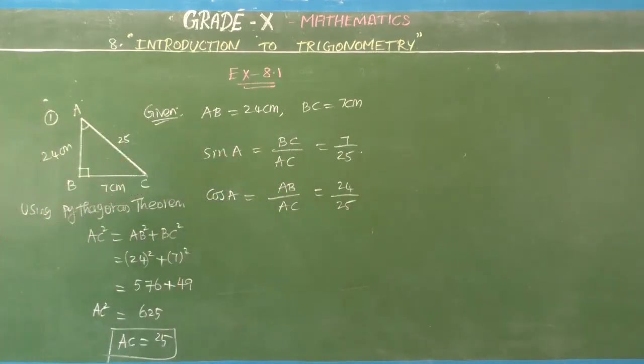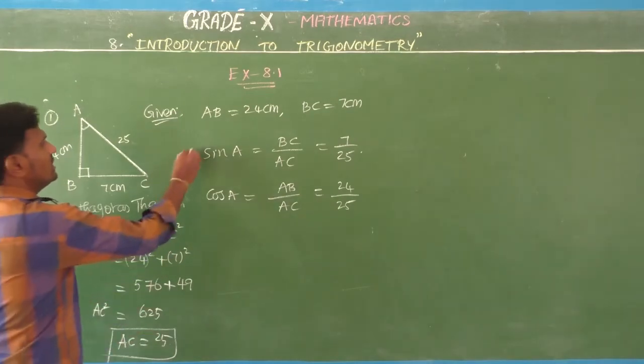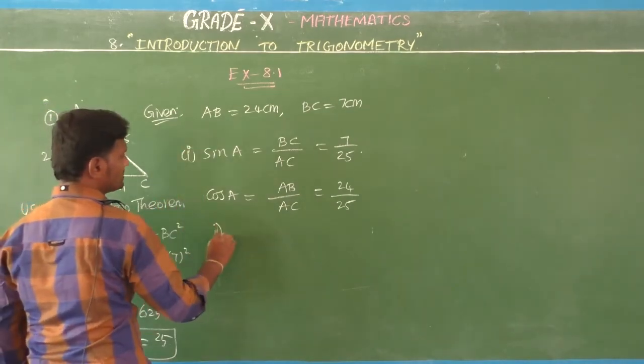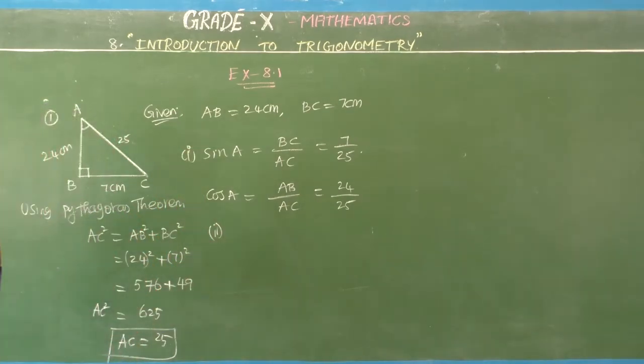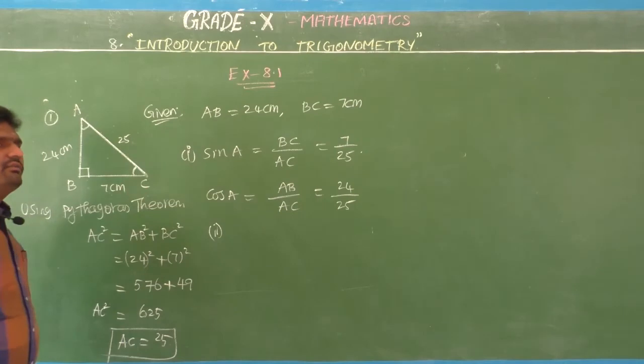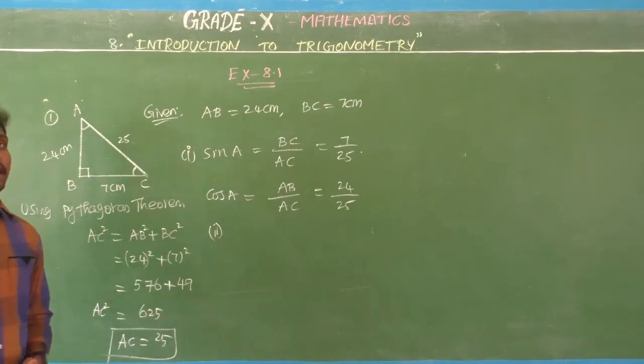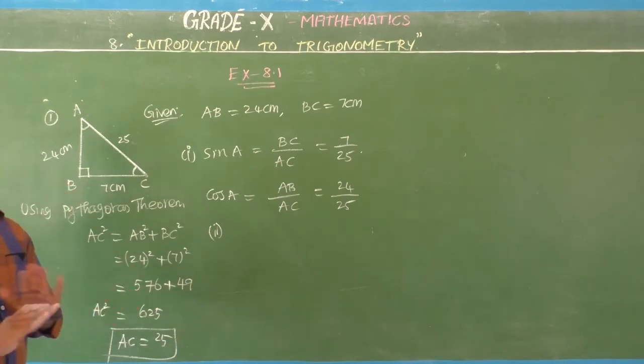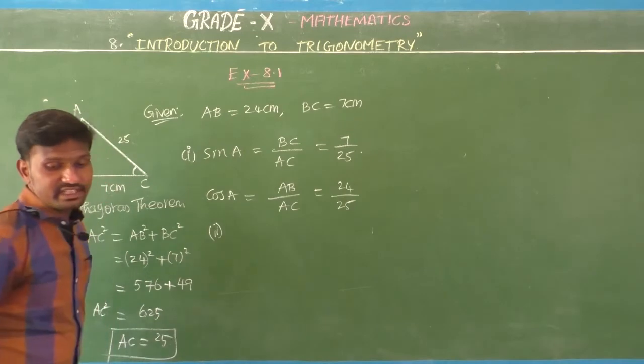Got it, children? Okay. So this is your first question, and the second question is based on the angle C. I already explained to you, we have to change the angles only. We have two acute angles, A and C, which change by taking the value of theta, but the right angle is a constant, it will not change.